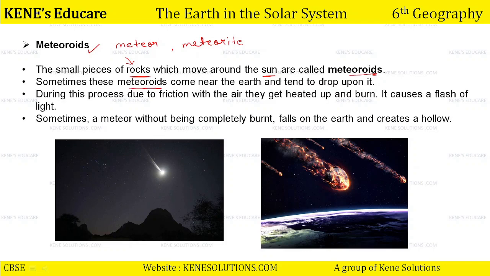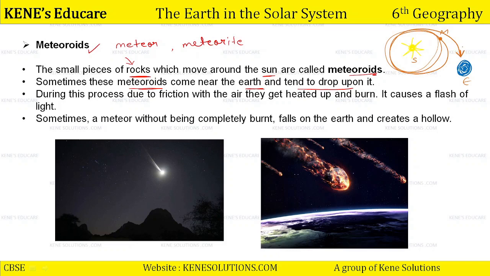Sometimes these meteoroids, jo ye ghoomte rehte hain sun ke charon or, come near the earth and then they tend to drop upon it. Kabhi kabhi kya hota hai? This is earth and this is meteoroid and it keeps revolving around the sun. I have drawn it once again for a better understanding. If this is sun, this is earth, and this is a small rocky object, meteoroid, it is revolving around the sun and suddenly it tends to fall upon earth.